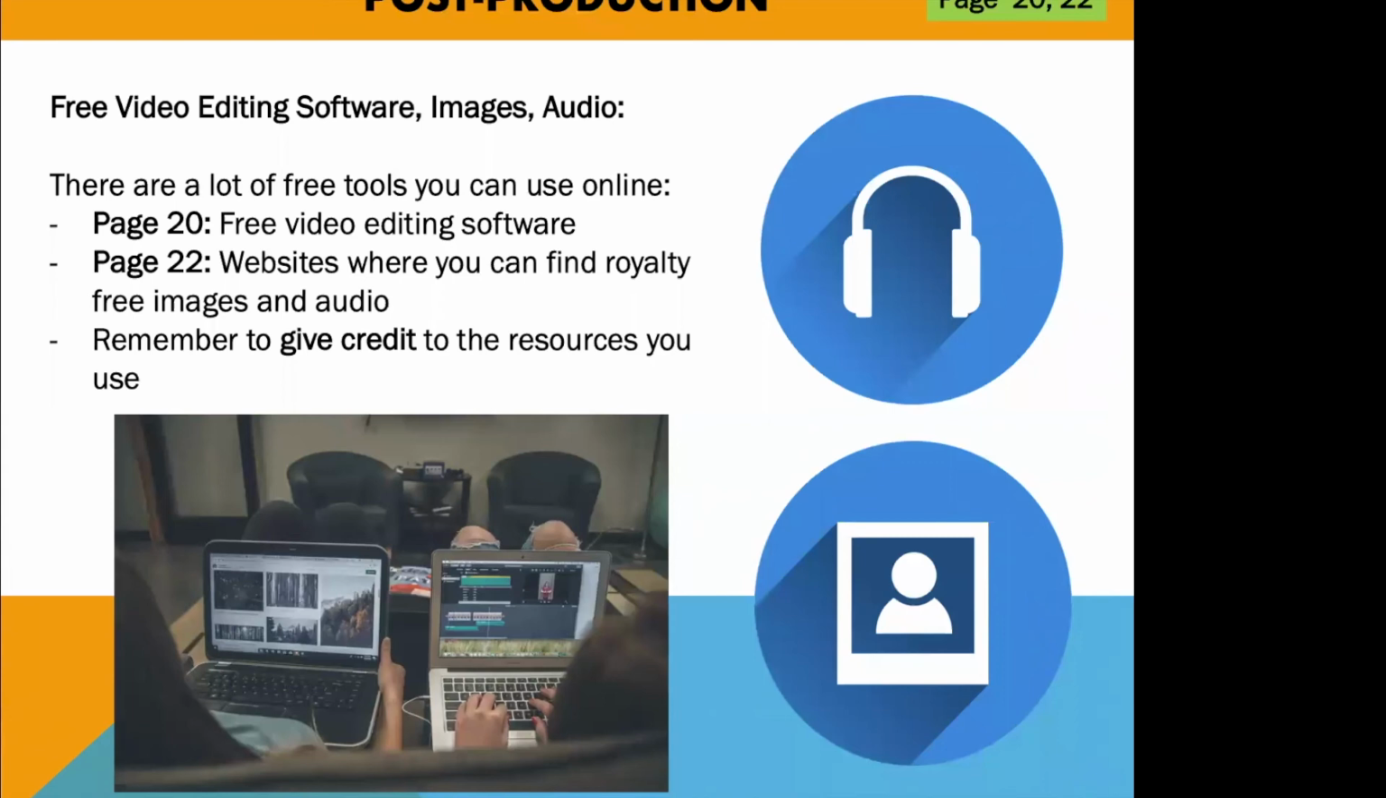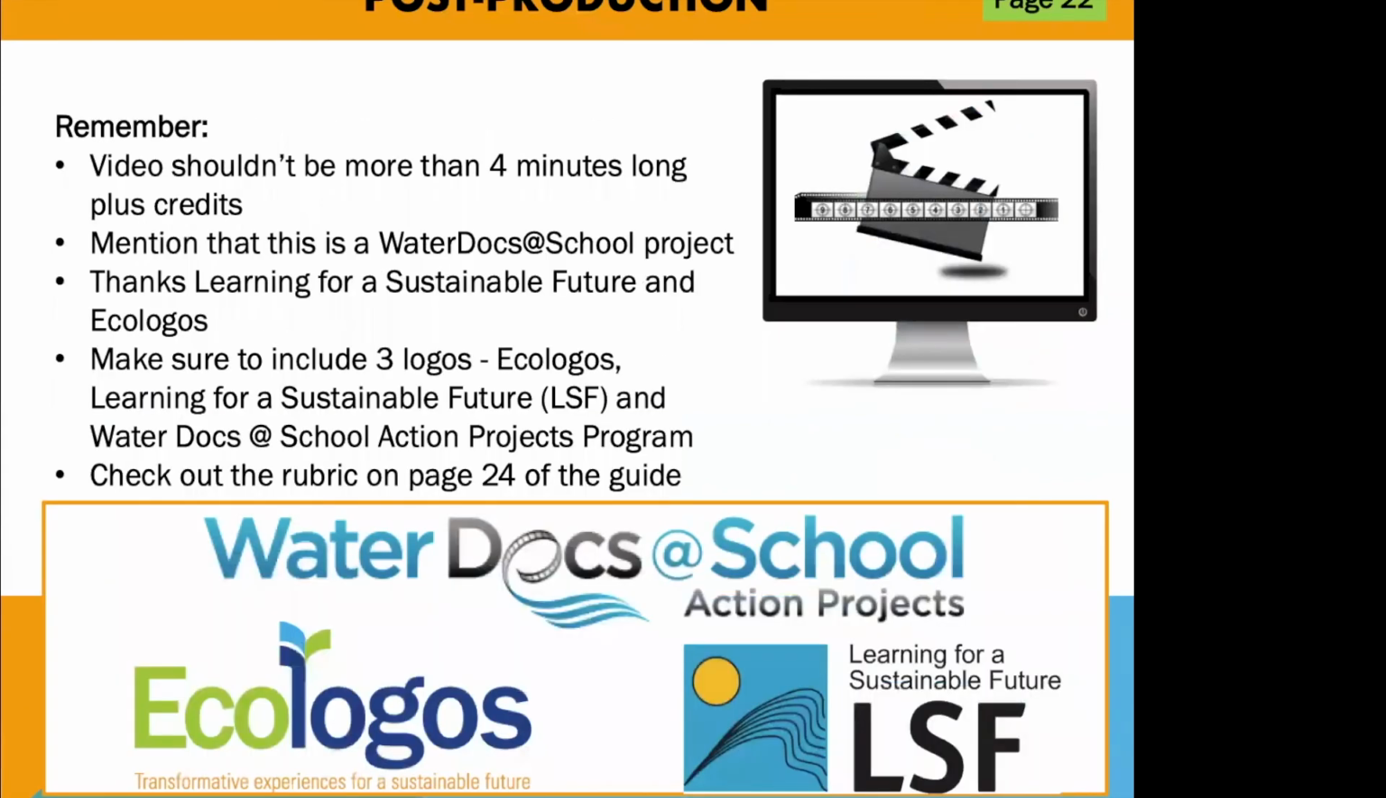And the next slide. And these are just some tips. So we had the question earlier. Your video shouldn't be more than 4 minutes long, plus the credits. We'd also like you to mention that this is a Water Docs at School project. Thank Learning for a Sustainable Future and Ecologos. Make sure to include 3 logos, one of Ecologos, one of Learning for a Sustainable Future, and one for Water Docs at School Action Projects Program. And these logos should be with your teachers. And also, again, I want to emphasize, just as I did in the beginning when we started this session, to check the rubric on page 24 of the guide and go through it to make sure you're meeting all the criteria and standards listed over there.